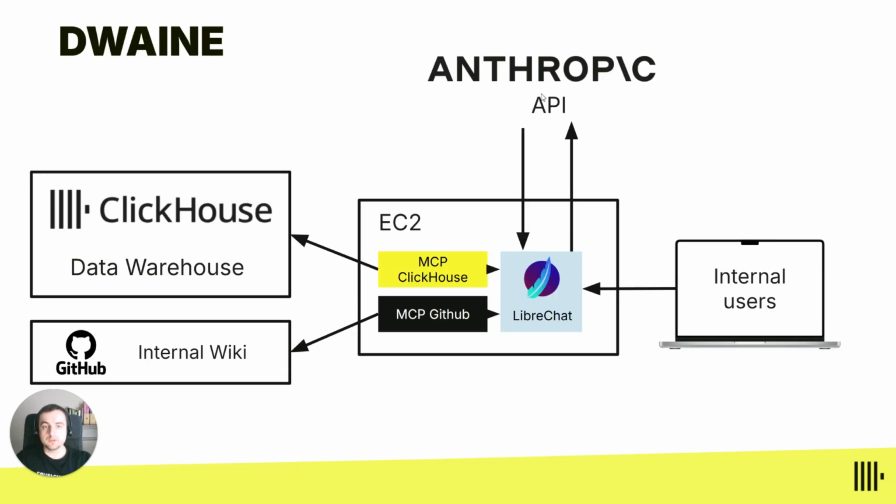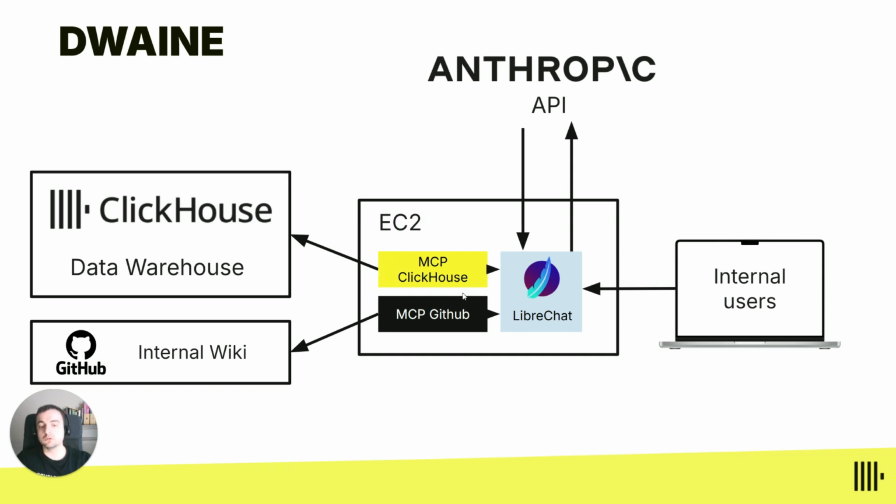And DWAINE itself is, first of all, the Anthropic's large language model called Sonnet. Currently, we use version 3.7. And also, we use LibreChat project, which is an open source UI that works with the majority of most popular LLMs like Google's Gemini, ChatGPT, Anthropic's model. And also, we use MCP servers.